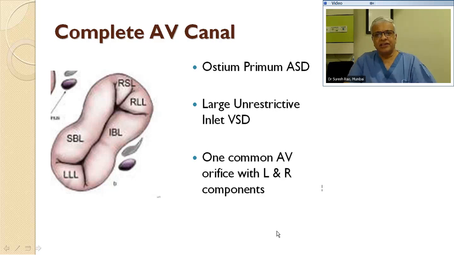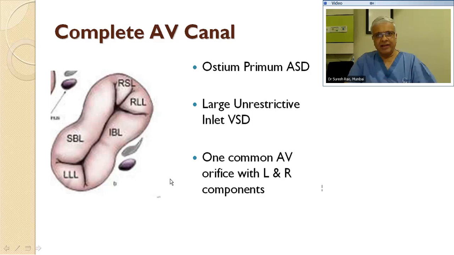Now, coming to the complete AV canal, there is an ostium primum ASD, a large unrestricted VSD, and there is one common orifice. Unlike the other two which have two orifices, here there is one common orifice with left and right components, and you find the superior and the inferior bridging leaflets. So this is the complete form of the AV canal.